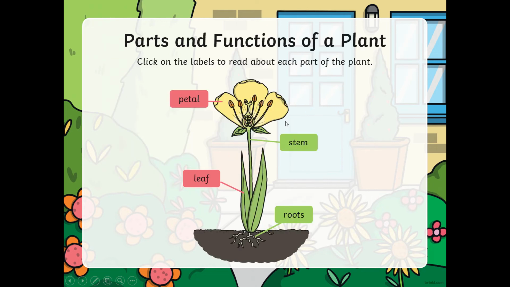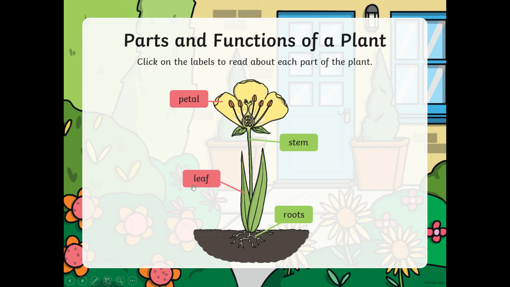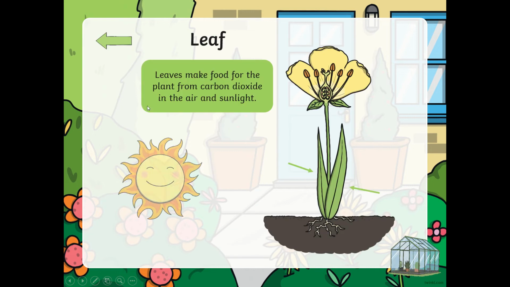Okay, let's look at the next one. Stem. The stem transports water around the plant. It also holds the plant upright so it can get more sunlight. Leaf. Leaves make food for the plant from carbon dioxide in the air and sunlight.